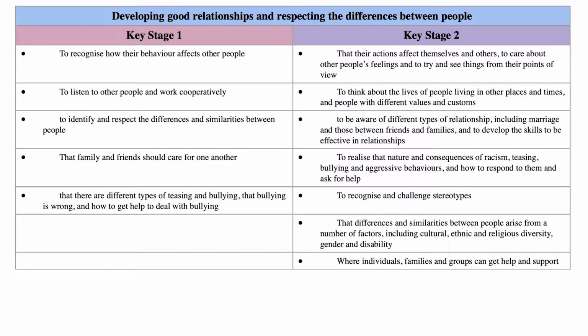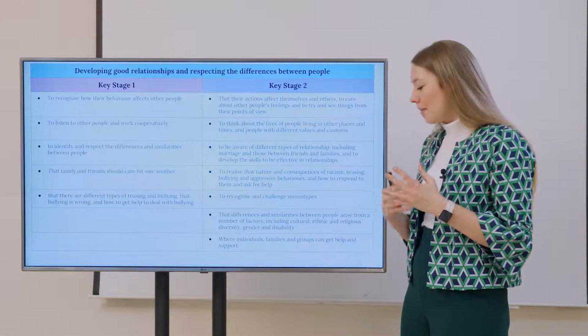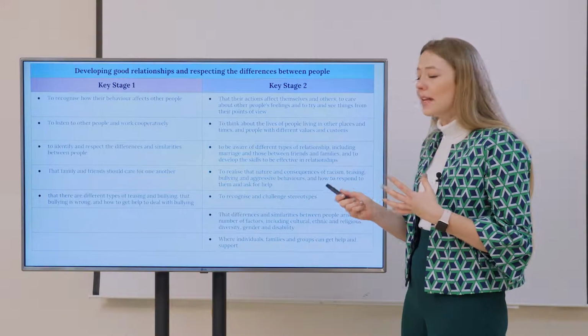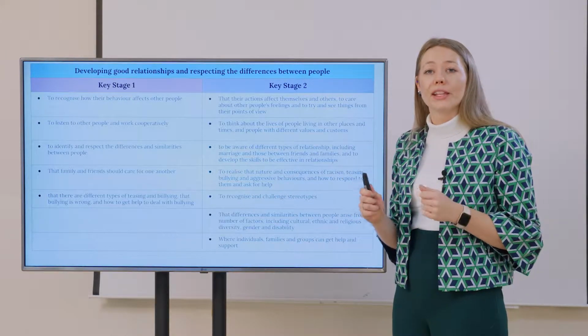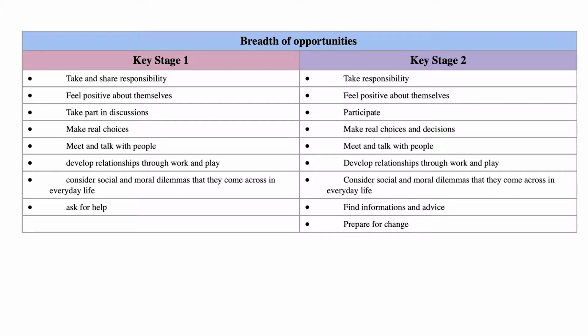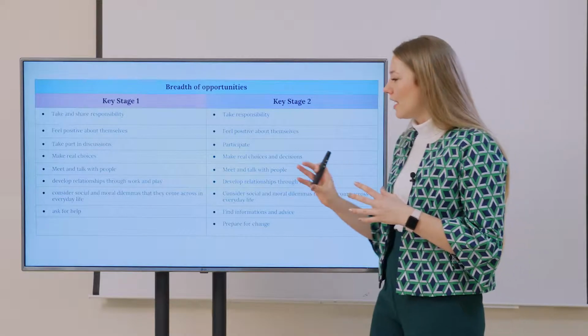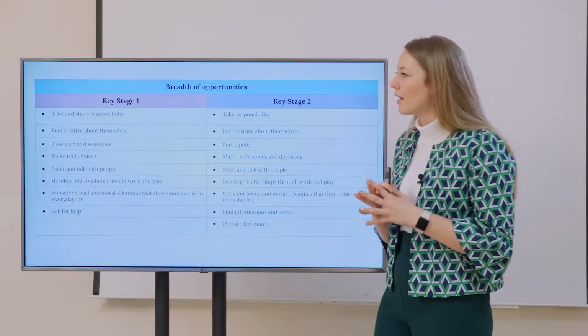We also make sure to include where individuals, such as the children, can make sure that they can get help and support, especially from their family, their friends, and of course here at school. Finally, our final strand of breadth of opportunities. Now these, as you can see, are slightly smaller objectives.